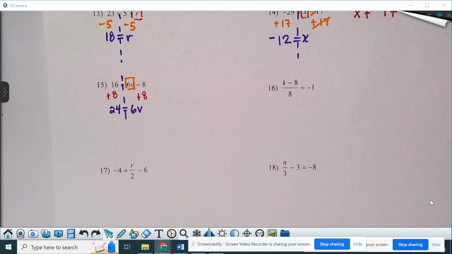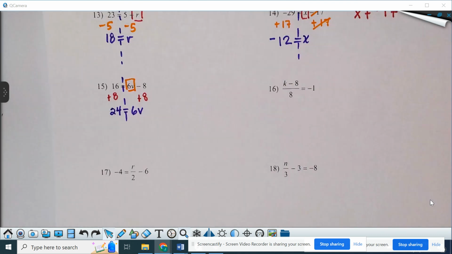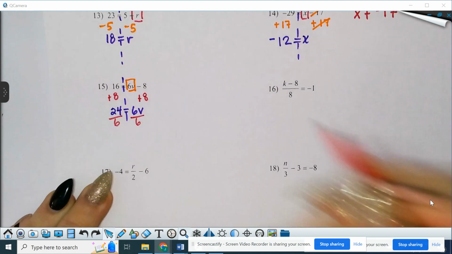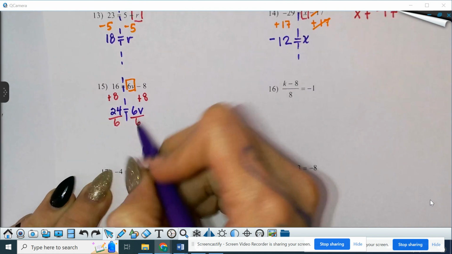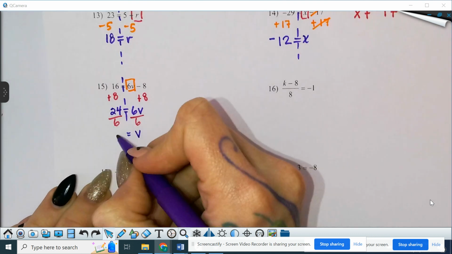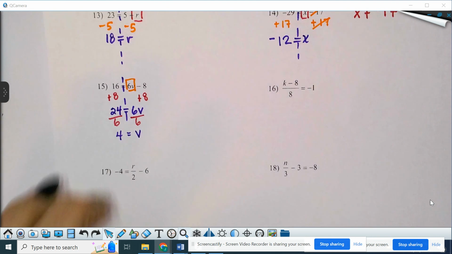That's 6 times V. So 6 times V, the inverse of multiplication is what? Yes, that's exactly right. What number am I going to divide by? Because division is the inverse of multiplication. What am I trying to undo? Good. You're undoing that multiplication of 6. Because again, your goal is to get V by itself. So 24 divided by 6 is positive, positive. So I end up with that positive 4.